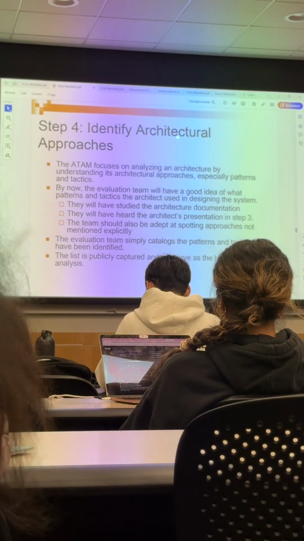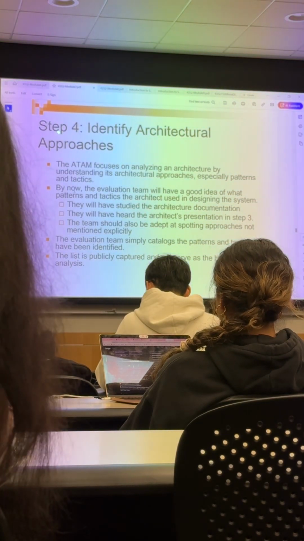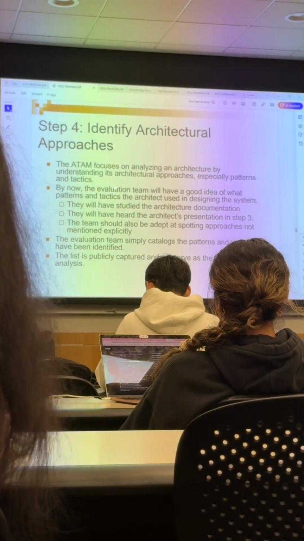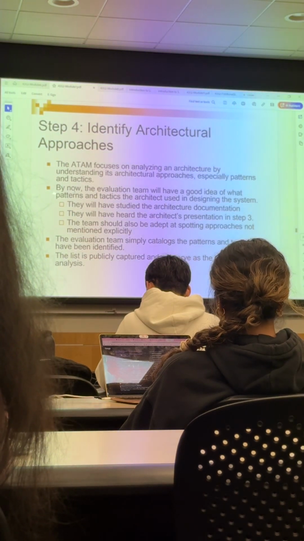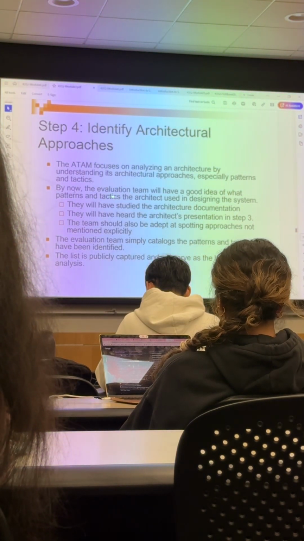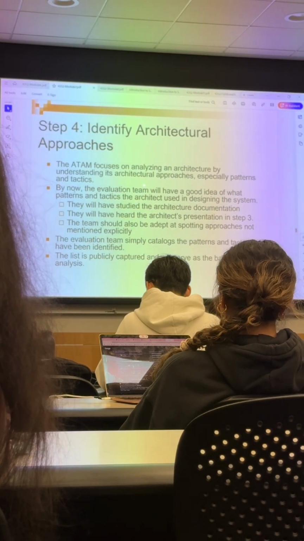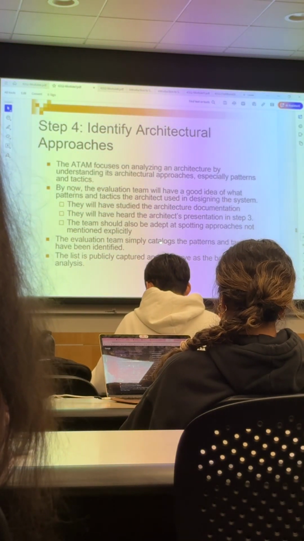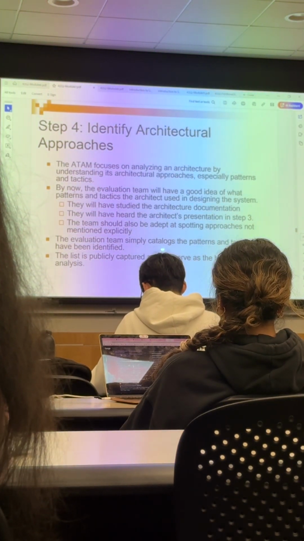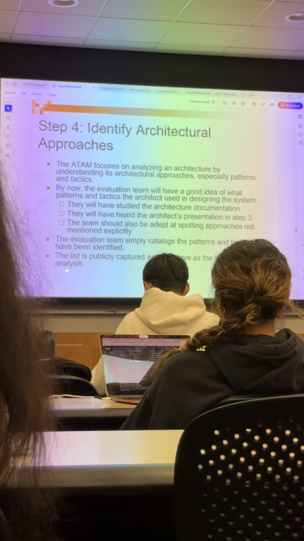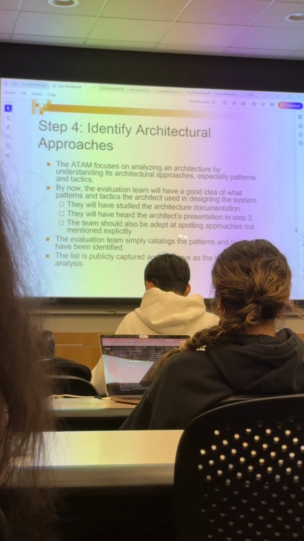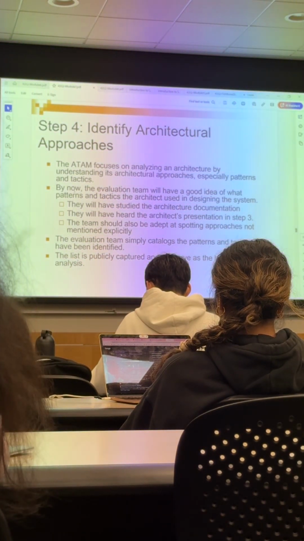Step 4, identify architectural approaches. So in this, the evaluation team again has a good knowledge of the patterns, tactics that the architect has used. So they will catalog, means they will document patterns and tactics, and they will document it so that this is served in the next few steps for analysis.